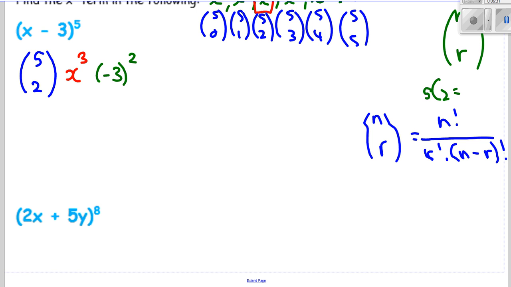So let's try doing that with this blue one here. What would be on the numerator? 5, good, yep, so just write 5 factorial. Over r factorial, which would be 2 factorial. And n minus r is 5 subtract 2, 3 factorial. I'm running out of space, so I'll just say 5 factorial, 2 factorial, 3 factorial. X cubed is still there. What's negative 3 all squared?